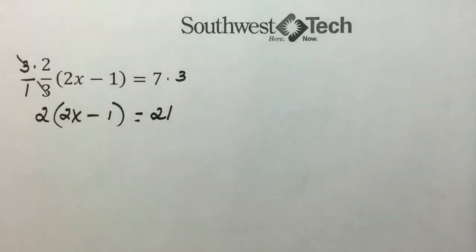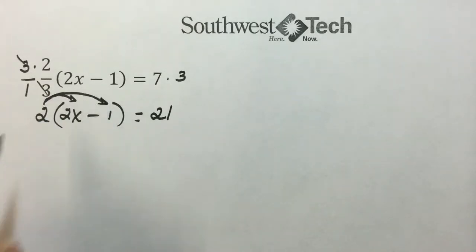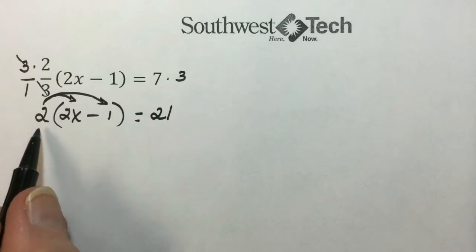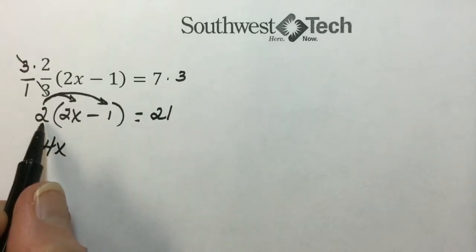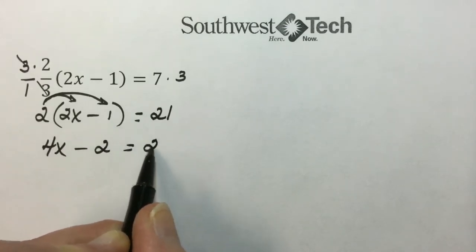The next guideline is to use distributive law to eliminate parentheses, and we do have that. So distributing means every term inside the parenthesis is multiplied by this number here. 2 times 2x is 4x. 2 times -1 is -2, is equal to 21.